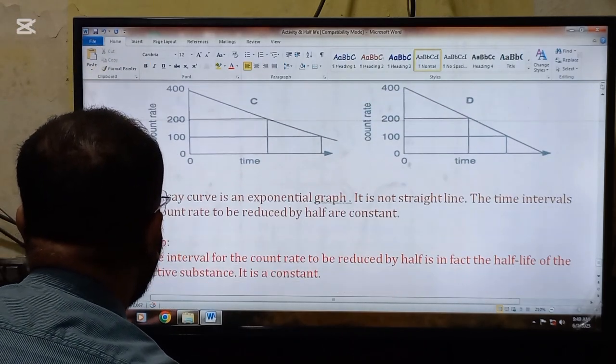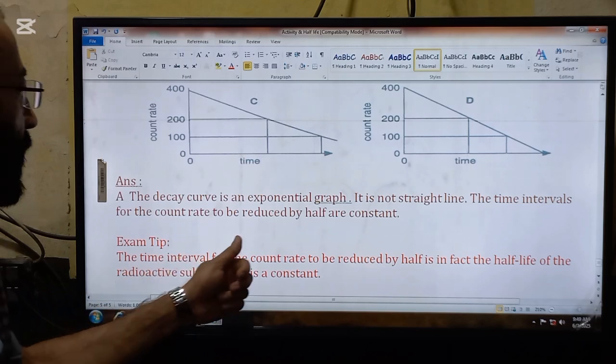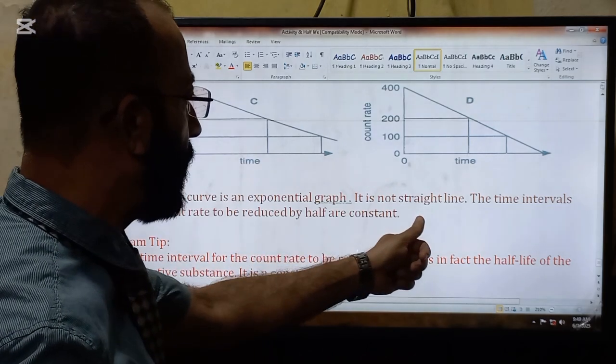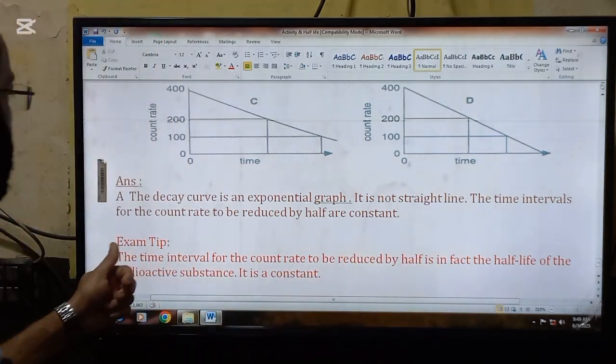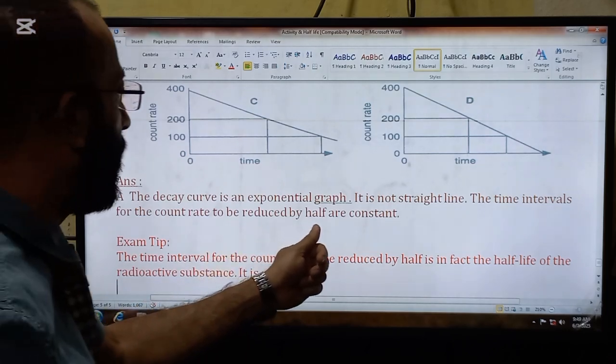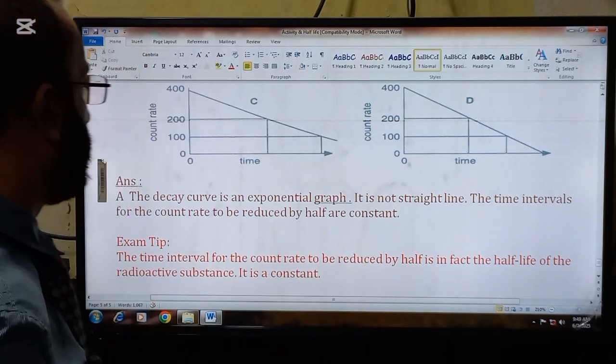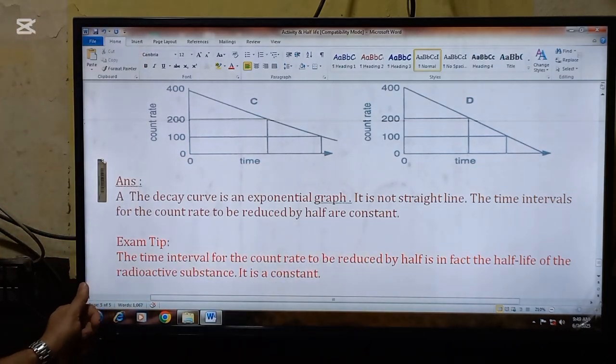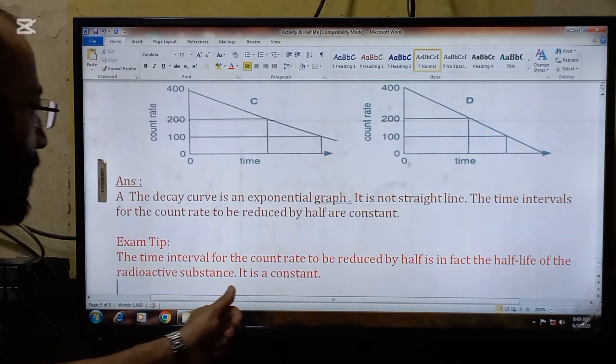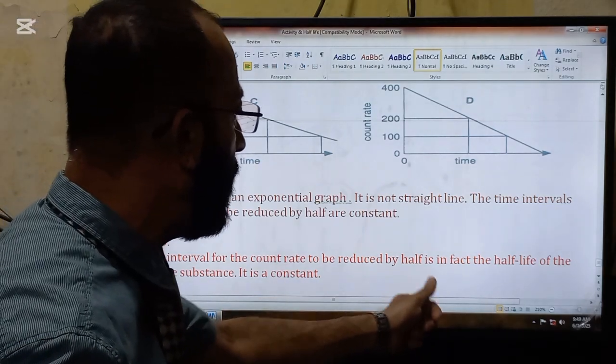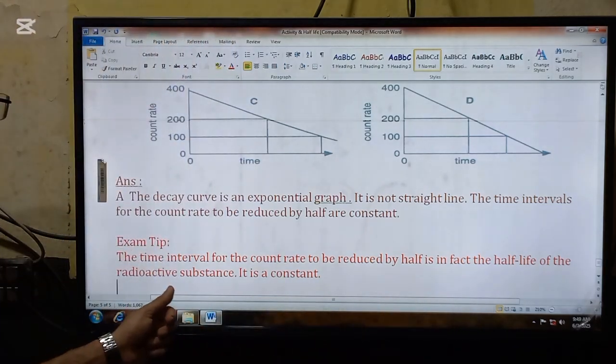So look now, the decay curve is an exponential graph. It is not a straight line. The time intervals for the count rate to be reduced by half are constant. Okay, exam tip for you people: the time interval for the count rate to be reduced by half is in fact the half-life of the radioactive substance.